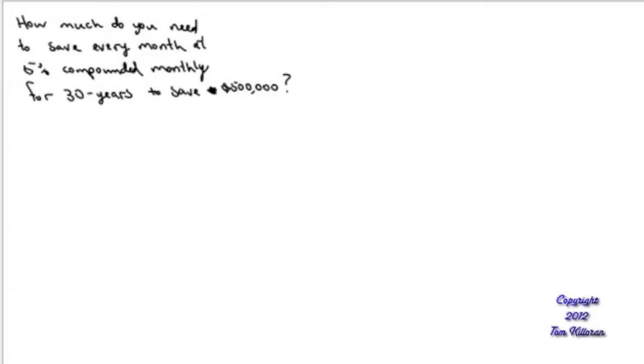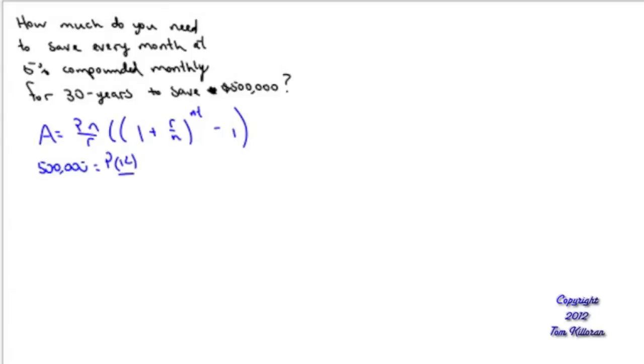So, A equals P N little r, parentheses, 1 plus r over N, raised to the N t, minus 1. And plug in what you know. Do I know A? Yeah, $500,000. I don't have it now, I need to generate it. So this is $500,000. I don't know what P is. N is 12.